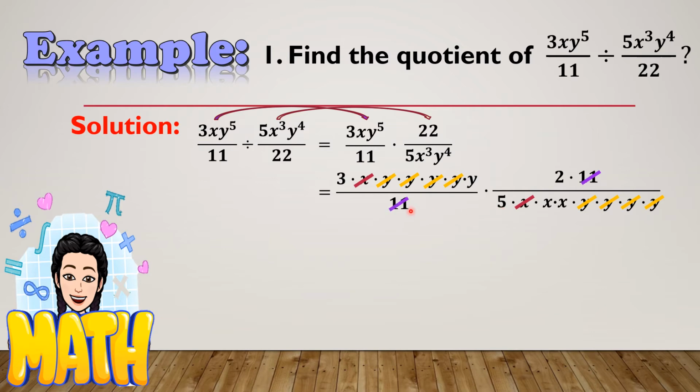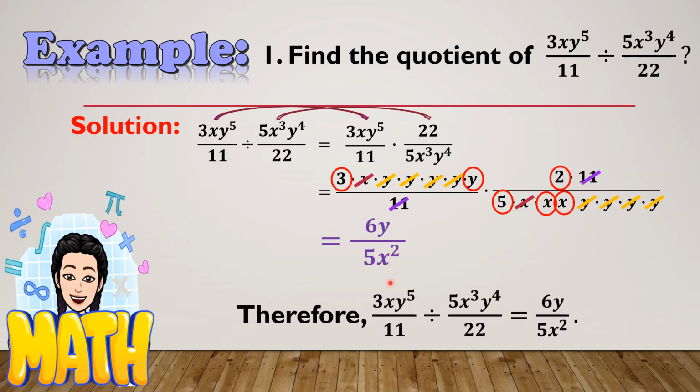Kapag na-cancel na natin or na-divide na natin lahat ng common factor ng numerator at denominator, imumultiply na natin ang mga natirang factors sa numerator. So, 3 times y times 2 is equal to 6y. While 5 times x is equal to 5x squared. Then, always check kung pwede pa tayong mag-simplify. Since wala nang pwedeng i-divide or wala na silang common factor, ang quotient ngayon ng ating expressions is 6y over 5x squared.